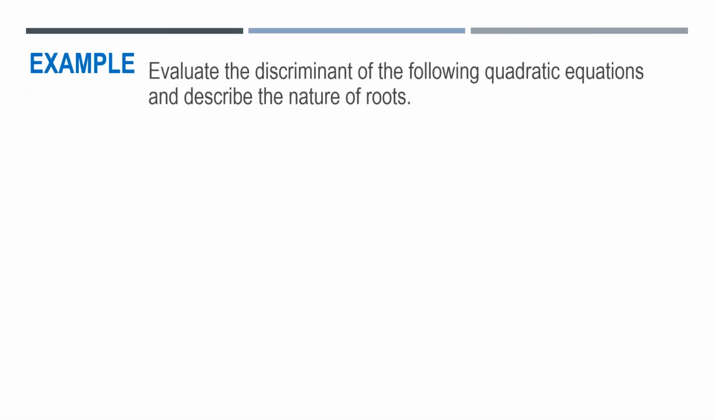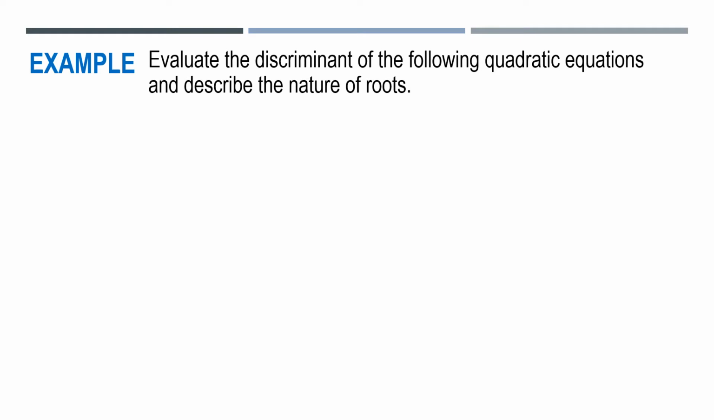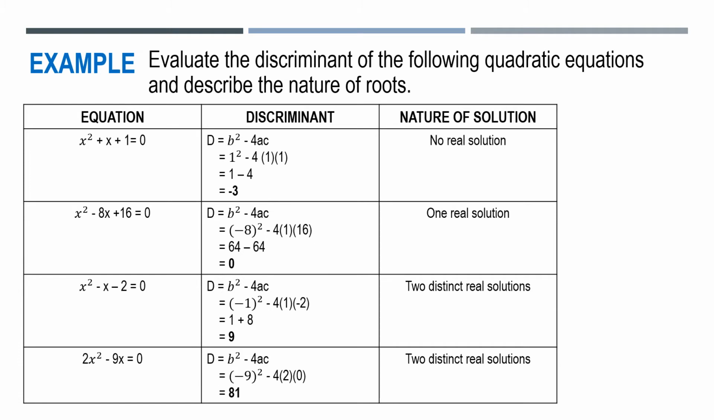Let's have an example. Evaluate the discriminant of the following quadratic equations and describe the nature of roots. Here we have the first equation, x squared plus x plus 1 equals 0. So, identify muna yung value ng a, b, and c. Yung a natin dito ay 1, kasi yun yung coefficient ng x squared. And yung b natin ay 1, kasi yung coefficient ng x. And yung c natin, yung walang kasamang variable, which is 1.